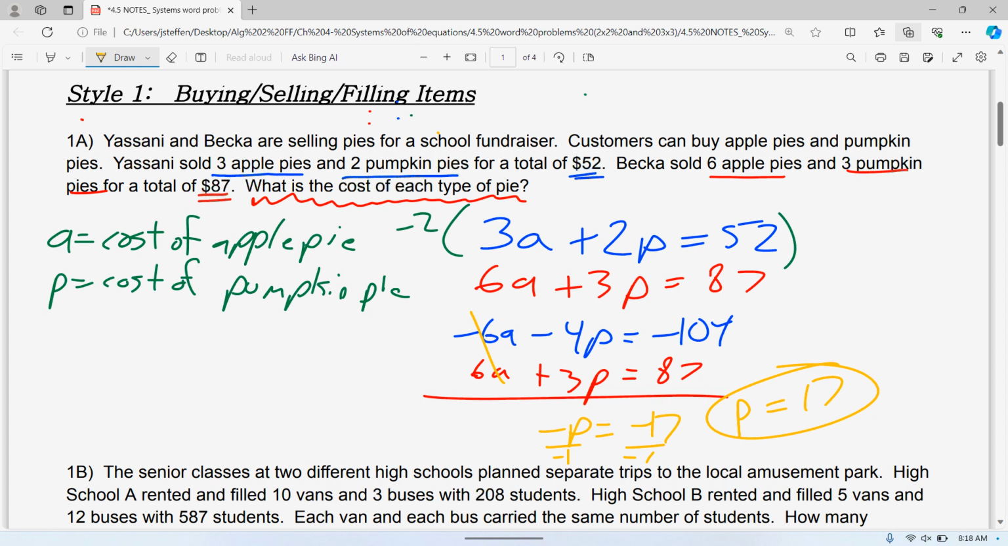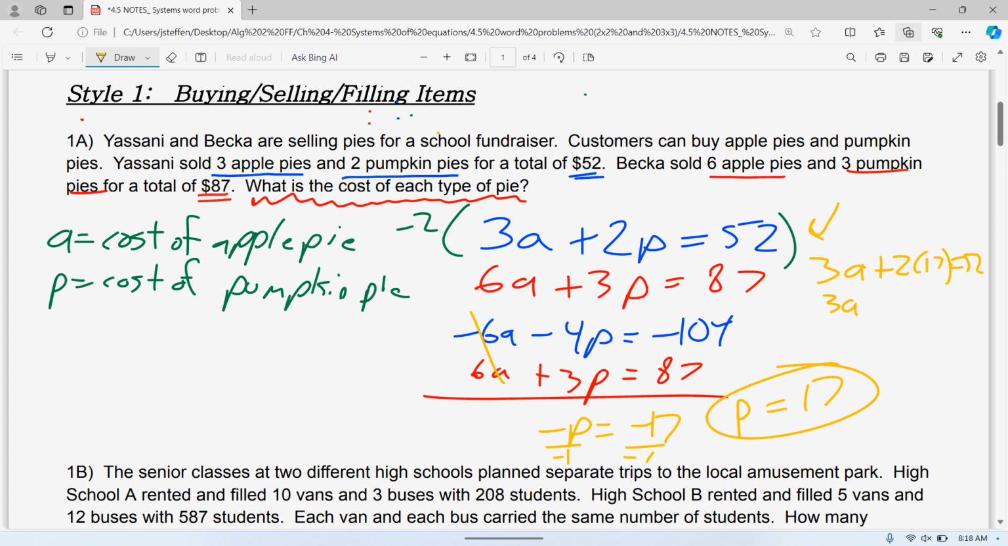Now, the good news is that once you have one of your variables, what one of those pies costs, it's usually pretty straightforward to find the other variable. This one's a little bit more of a struggle, but a lot of them are pretty straightforward. But you can always do it the same way we've always done it. Plug it back into one of your equations. So I'm going to plug it into this one, looks like the easiest one. So 3 times A plus 2 times 17 is equal to 52. Sorry, I couldn't fit that in there.